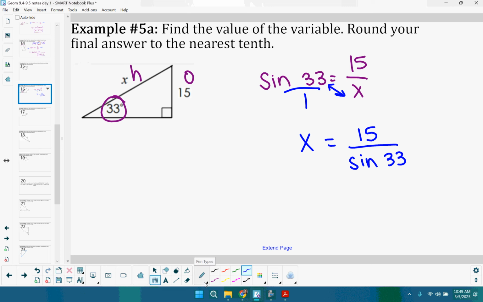So sometimes we're going to be dividing to get our answer instead of multiplying. And when we do our division, it's always going to be the regular number divided by the trig angle. So this is going to be 15 divided by sine 33, and I get 27.5 as my answer.